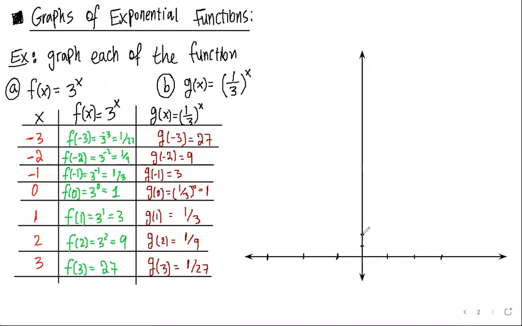The 1 would be like here, like 3, 9, 27. Then 3, 6, 9, 12, 15, 18, 21.